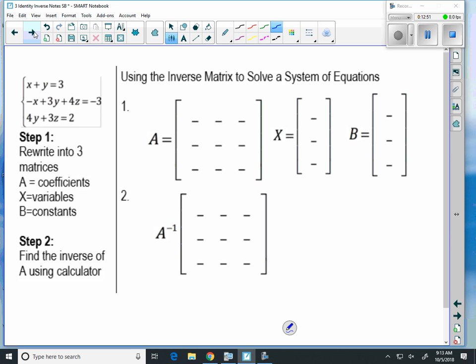Go ahead and fill in matrix A. Matrix A is everything on the left side of the equal sign. So your X, your Y, and your Z. So go ahead and fill in matrix A.